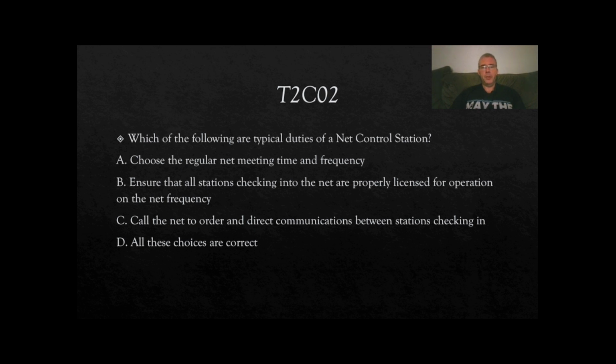2. Which of the following are typical duties of a net control station? A. Choose the regular net meeting time and frequency. B. Ensure that all stations checking into the net are properly licensed for operation on the net frequency. C. Call the net to order and direct communications between stations checking in. Or D. All of these choices are correct.